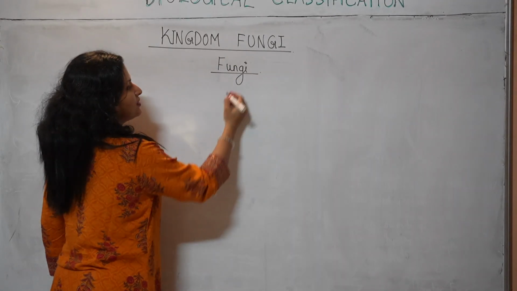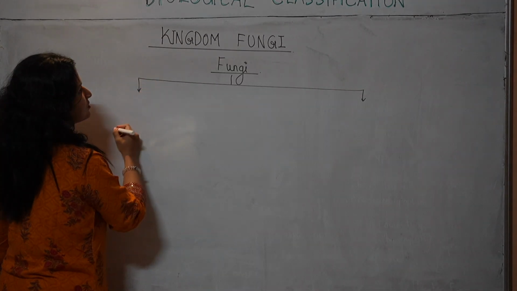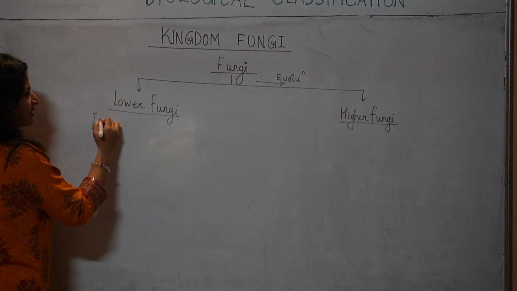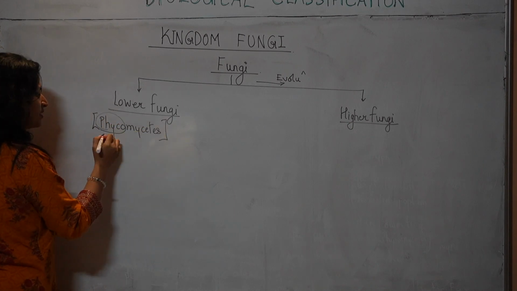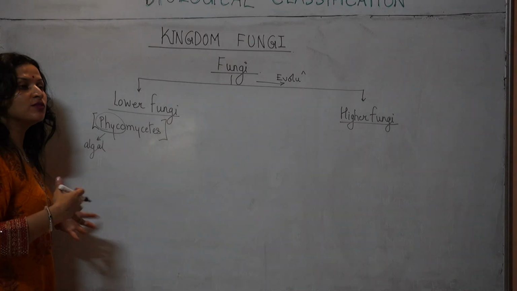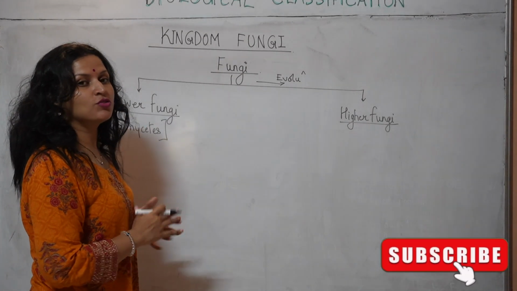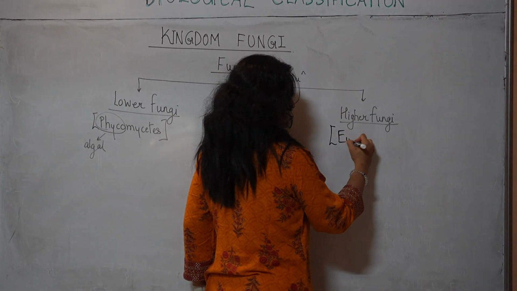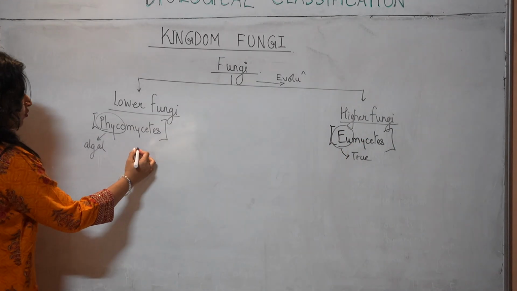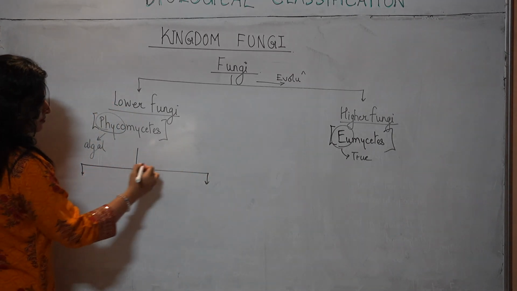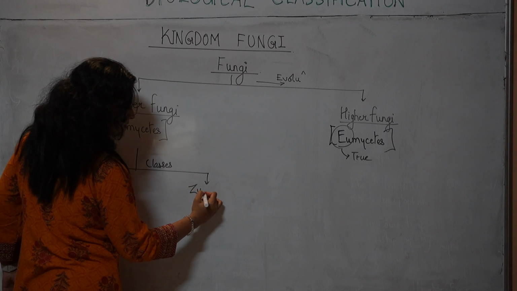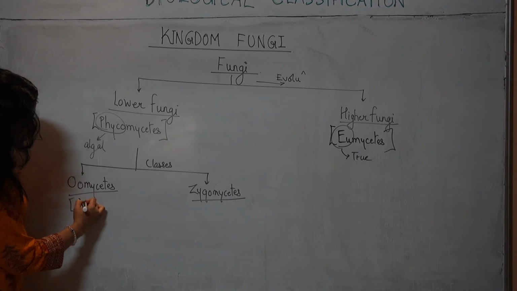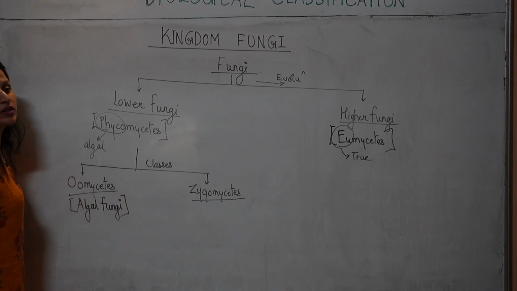Next, fungi, like we discussed, are divided into two categories on the basis of evolution: lower fungi and higher fungi. Lower fungi are called phycomycetes, wherein phyco means algal, more watery, close to water, more amount of moisture, etc. And the higher fungi are called eumycetes, wherein eu means true fungi. Lower fungi are further divided into two classes, oomycetes and zygomycetes. Oomycetes are also called algal fungi because they are more like algae, water-based, lots of moisture.